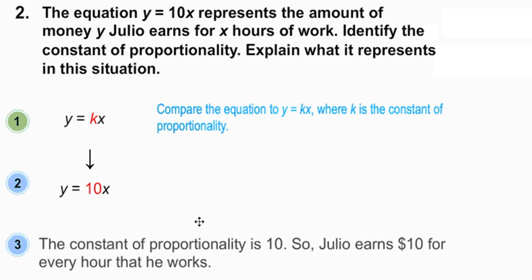So now what that means is the constant of proportionality is 10. So that means that he earns $10 for every hour that he works. So 10 times the number of hours equals how much money he earns.